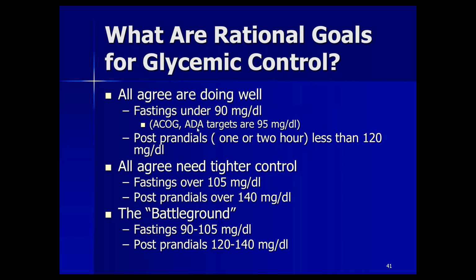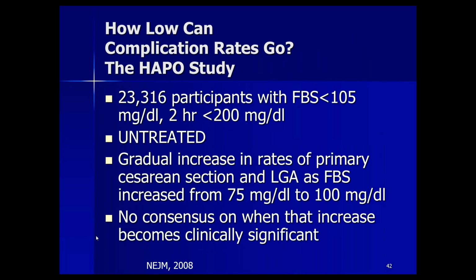I will say that the American College of OBGYN and the ADA set this target at 95, but in my experience, there are large groups of clinicians who really feel that that 90 to 95 range may not be appropriate and may need tighter control. Everyone that I know is in agreement that you need tighter control if your fastings are consistently over 105, your post meals are consistently over 140. So again, this leaves us the battleground patient, and this is where you and your team need to be on the same page so that your patient gets a consistent message about what you're using.